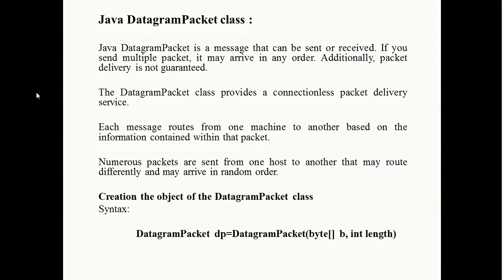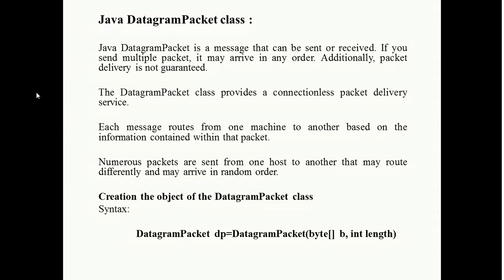Each message is routed from one machine to another based on the information contained within the packet. Means the route of the information sent from one machine to another is based on the particular data contained within the packet. Packets sent from one host to another may route differently and may arrive in a random order. So order is not defined. Means the order of sending or receiving information is not defined. It can be changed randomly.